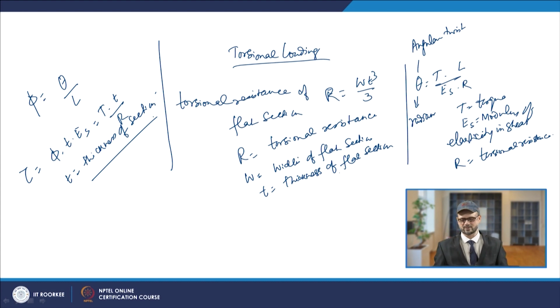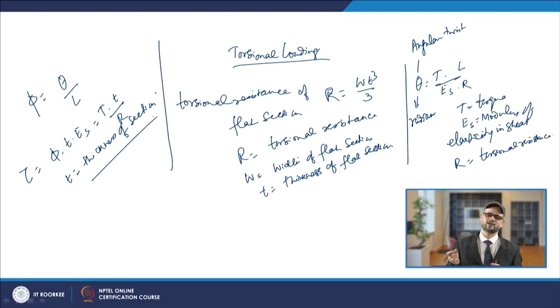Then for the different geometries you can have different formulas for finding the torsional resistance, like if you have the torsional resistance for, suppose, a tubular shape. In that case you will have the values based on the thickness or so. So, you can have different formulas for finding that.